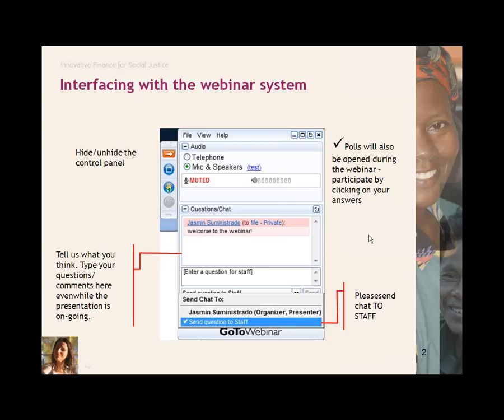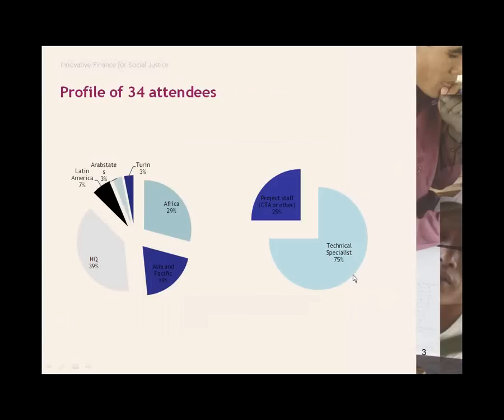So, who is with us today? Who are the participants? We have 34 attendees, 34 colleagues have registered, and their profiles are quite diverse. By region, we have a majority from headquarters, then 29% from Africa, and 19% from Asia Pacific. We also have 7% colleagues from Latin America who woke up really early today, and a couple of colleagues from Arab States and also from Turin.